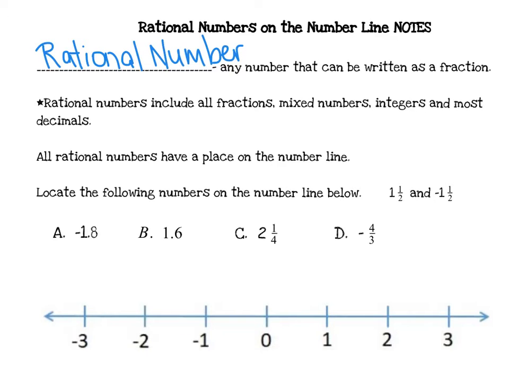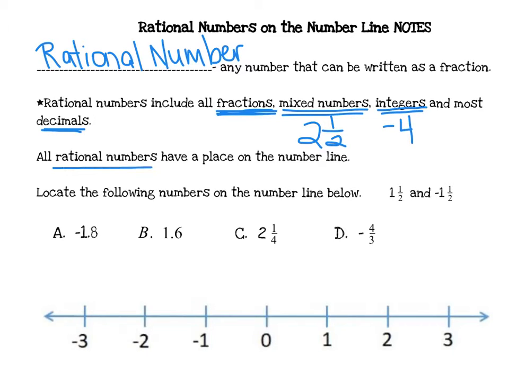Okay, so rational numbers can include all fractions, obviously, right? We can write a fraction as a fraction. Any mixed numbers, okay, so a mixed number is whenever you have a whole number and a fraction together. Any integers, that's what we just finished talking about. Those are like the positive and negative whole numbers. And then most of our decimal numbers are going to be considered rational numbers. There's just a few decimals that are not rational, and we'll talk about those later. Okay, so rational numbers is a huge set of numbers. Anything that can be written as a fraction is a rational number.